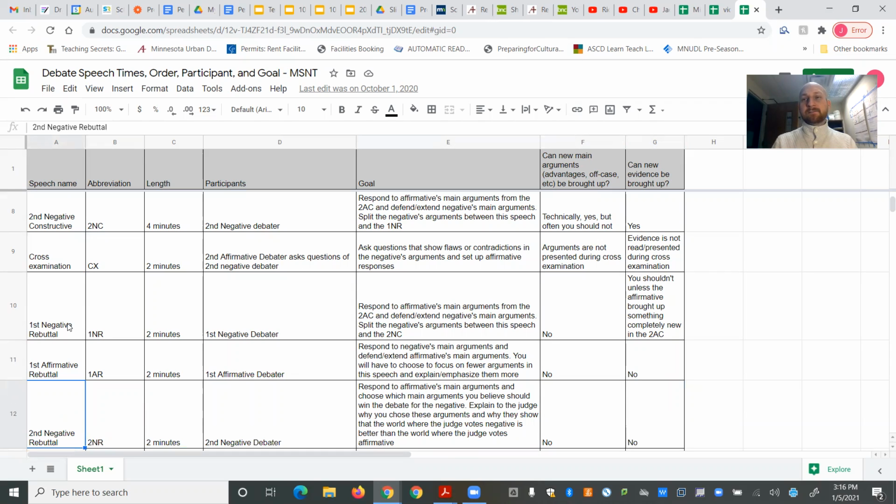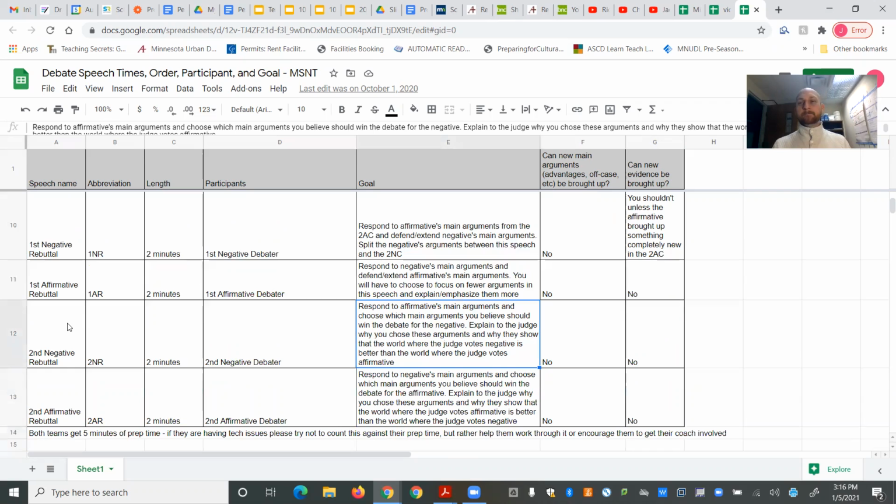Okay, second negative rebuttal. This is the last negative speech, the last negative rebuttal. So this is where you really want to hammer, and you have 2 minutes. This is where you really want to hammer home what the story of the negative is.